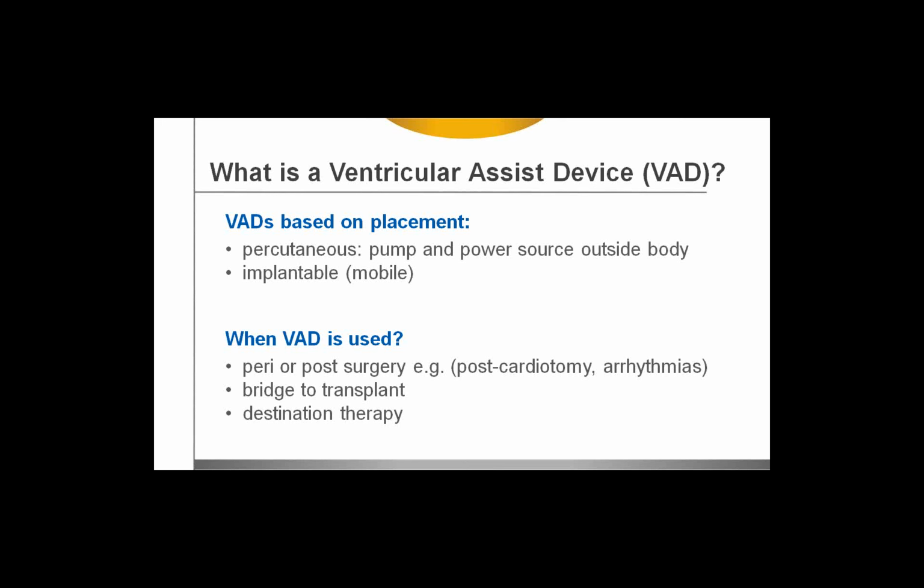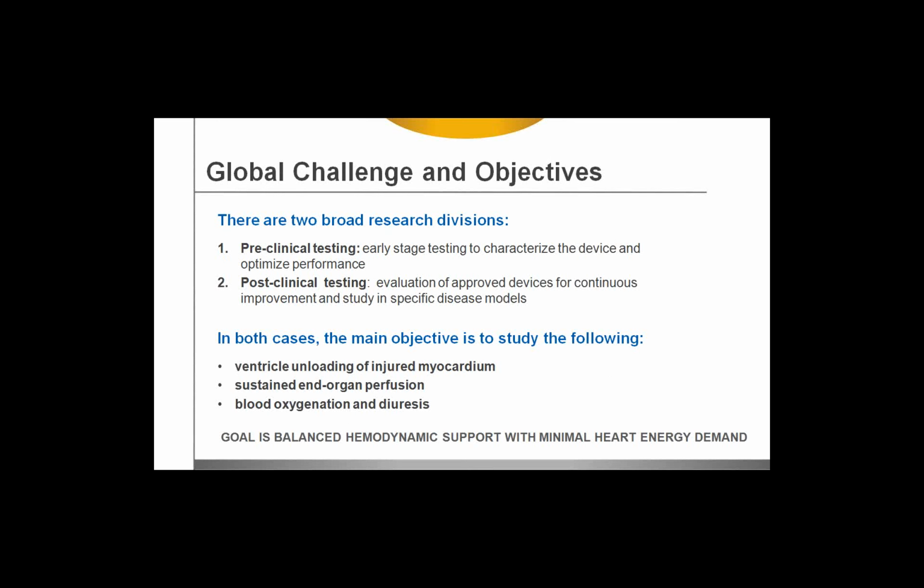Moving from that, we see the first characteristic on the top of the slide: VAD based on the placement. There are two types of VAD. One is percutaneous, where the pump and also the power source are located outside the body. And there's also the VAD which is called implantable, which is mobile, so the VAD is implanted. Let me move further and introduce another global challenge and the objectives of VAD as a medical device. There are two broad divisions, as you can see on the slide.